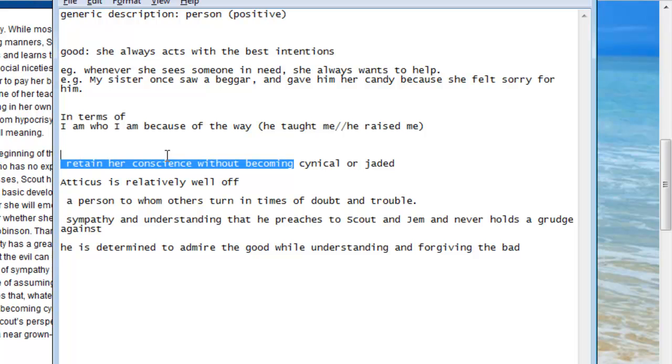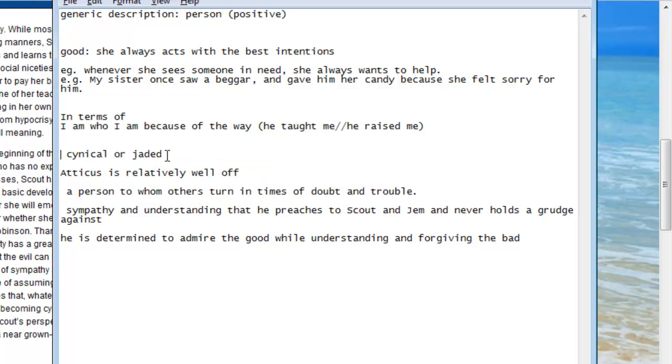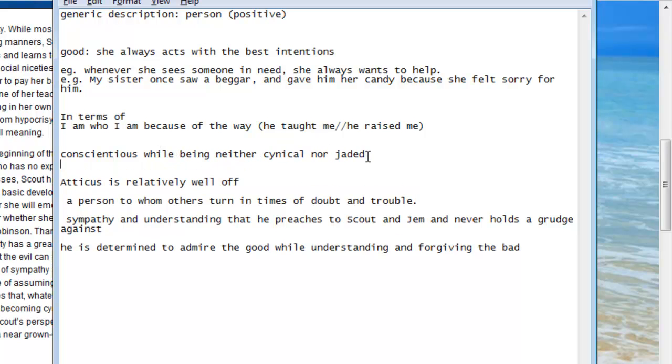Here, "neither cynical nor jaded," and so we could use this as an example of being conscientious while being neither cynical nor jaded.